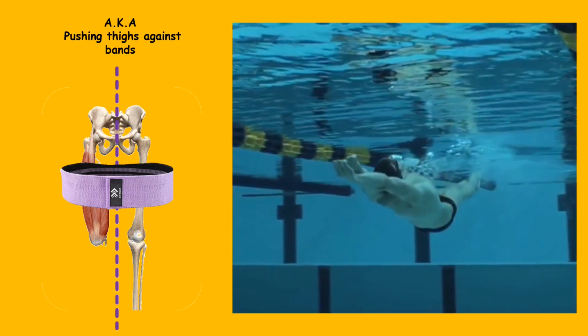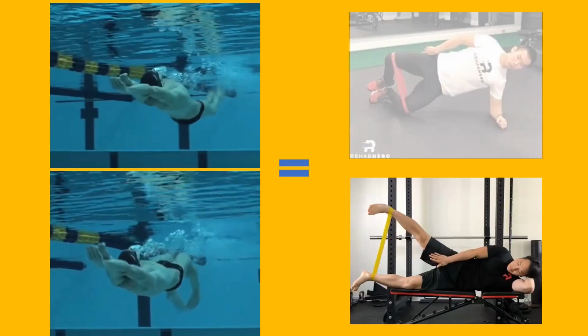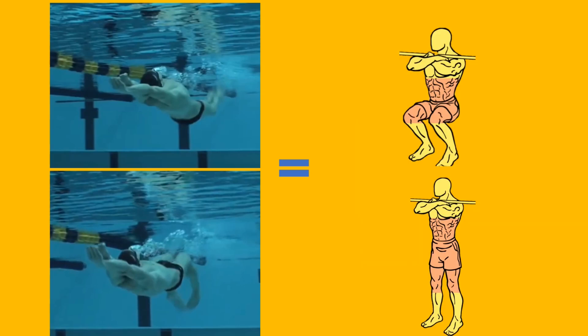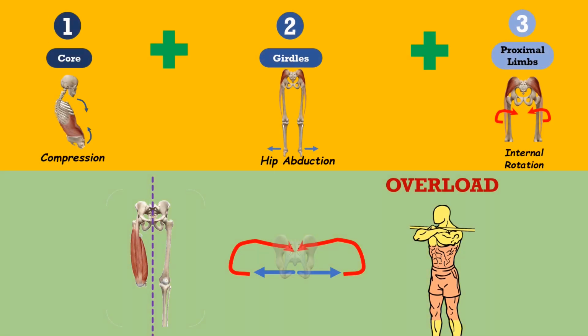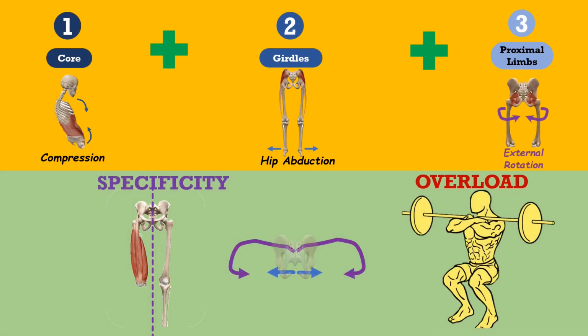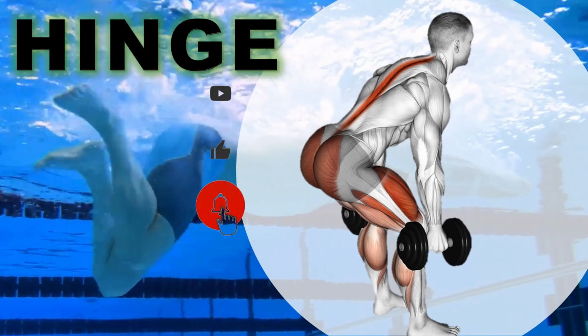Now we could just go with more specific exercise choices and aim for maximum transferability or specificity, but mastering even the bodyweight version of quad dominant squats allows for the overloading of all the muscles that we would eventually use in the water. Stay tuned for the next topic of hinge patterns.